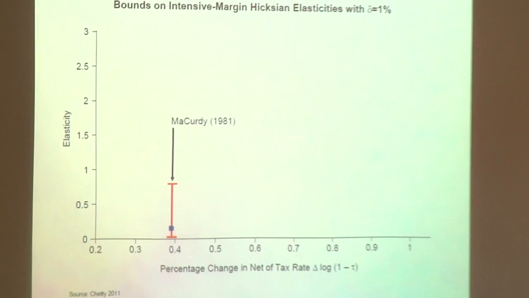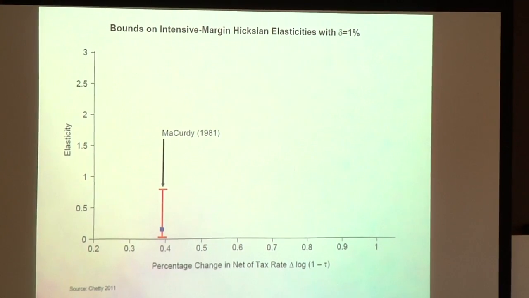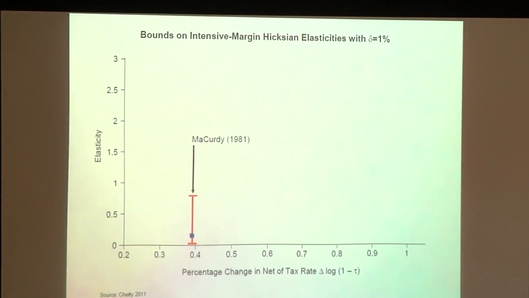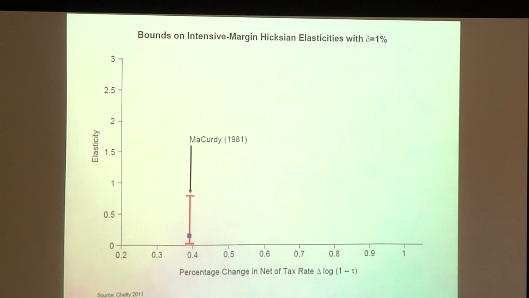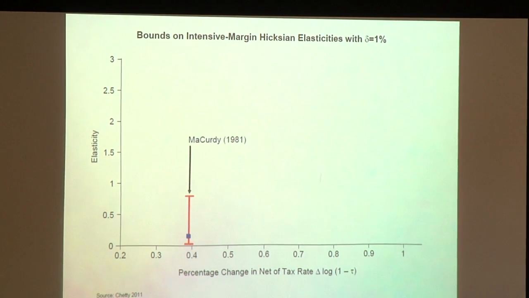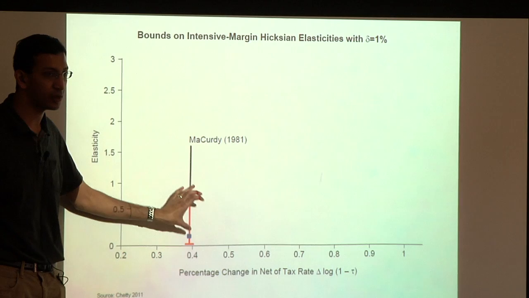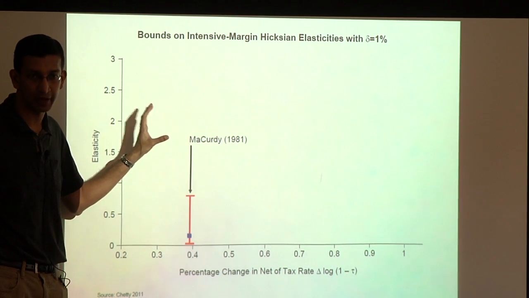So start with the McCurdy 81 study, right? The seminal study on life cycle labor supply and Frisch elasticities and so forth. This is McCurdy's estimate of the Hicksian elasticity, shown by the blue dot, of about 0.15. And then the red interval shows you the bounds on the structural elasticity calculated the way I just described.